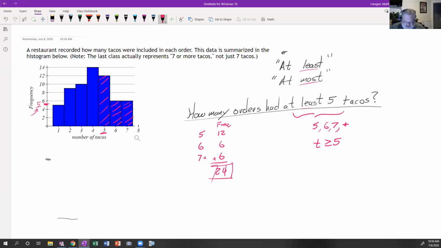Now, my guess would be you went down, right? That's probably the most common answer I get to this question, and it's that association that least wants to be less than, so you go downward. But least tells us where our boundary is, and it's a fairly subtle change. If you said how many orders have less than or equal to 5 tacos, then 50 would have been right. So it is that subtlety in the language.